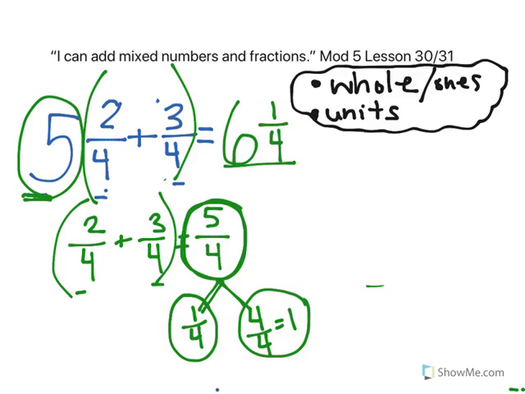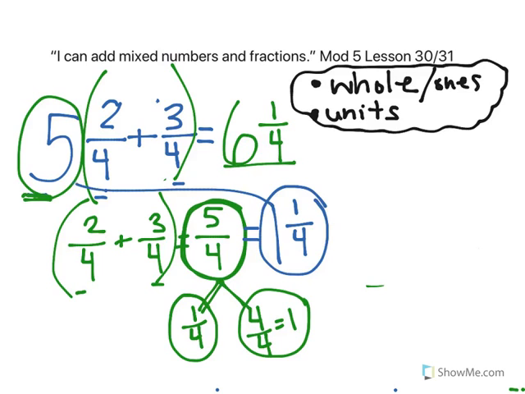If you were to change your 5/4 into a mixed number, you would say, oh, 4 can go into 5 one time. There's 1 left over. That's okay if you did that. Then you just need to know I still need to add it to my 5. So then that could be 1 plus 5 is 6, and then add my fraction 1/4.